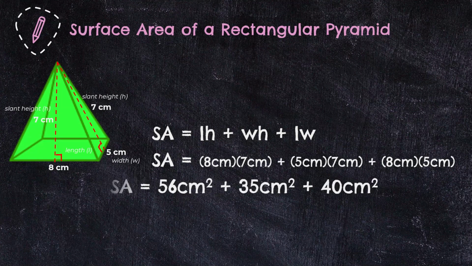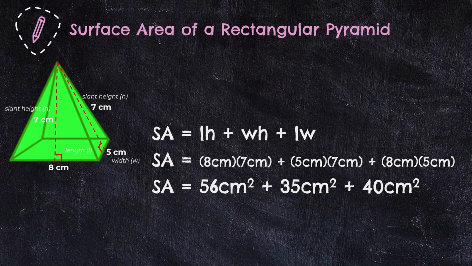So 8 times 7, we have 56 square centimeters, plus 5 times 7 is 35 square centimeters, plus 8 times 5, we have 40 square centimeters. So a total of 131 square centimeters. Therefore, the surface area of this figure is 131 square centimeters.